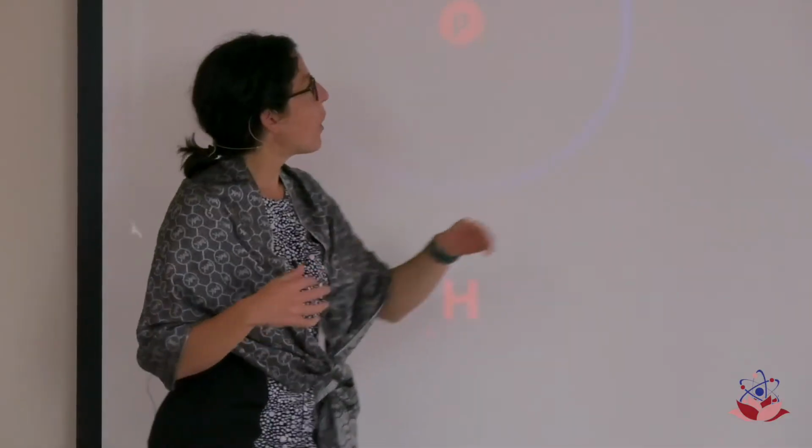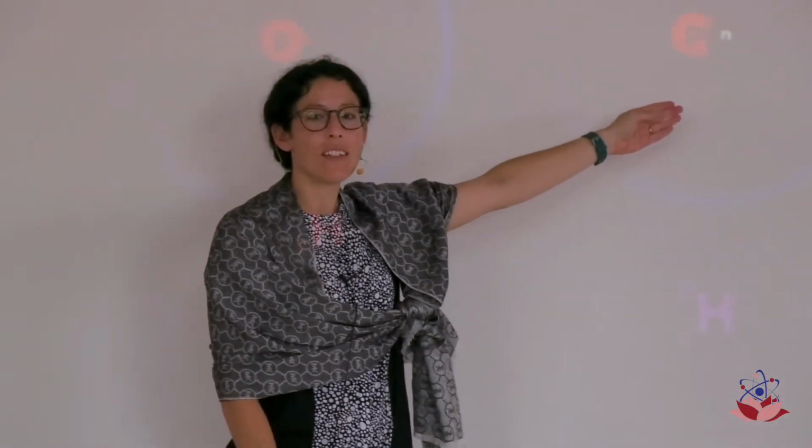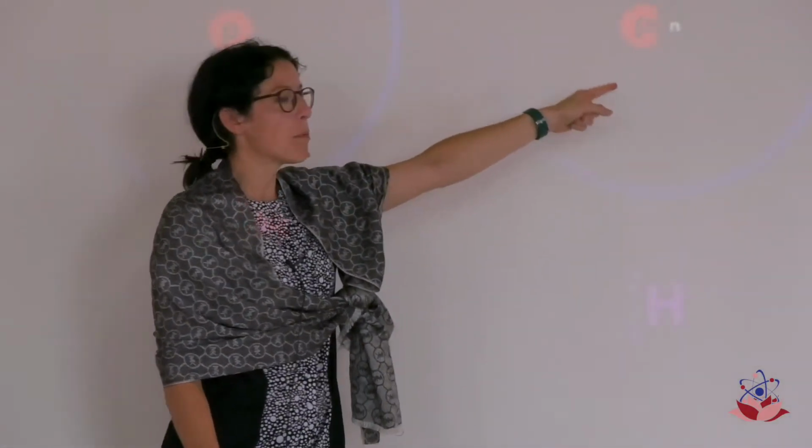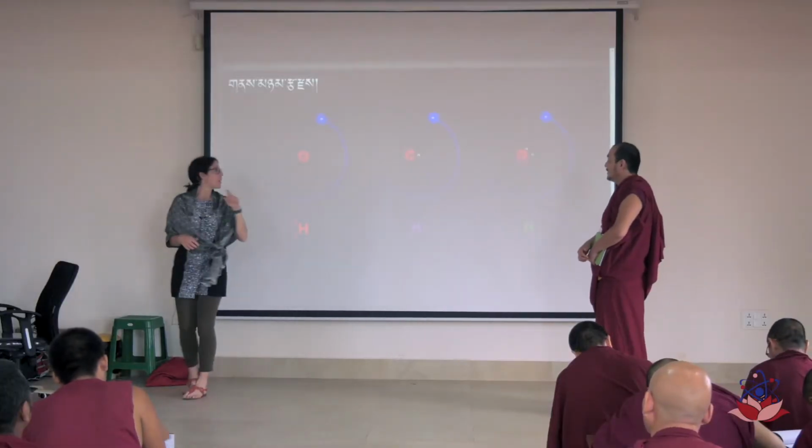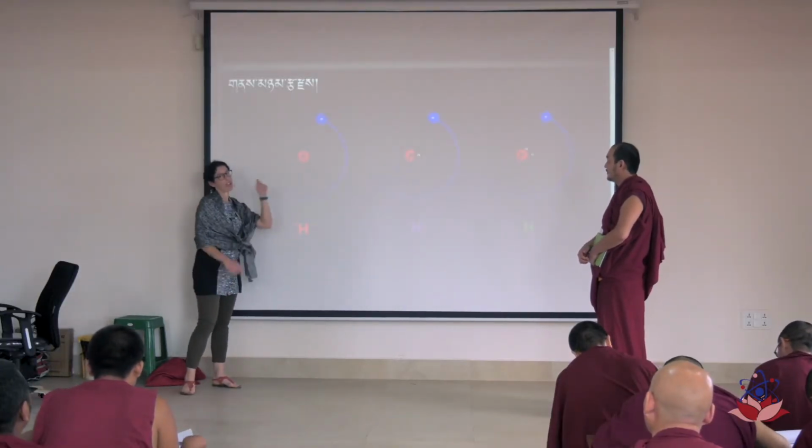What element is the second atom with 1 proton and 1 neutron? If this one we call hydrogen.